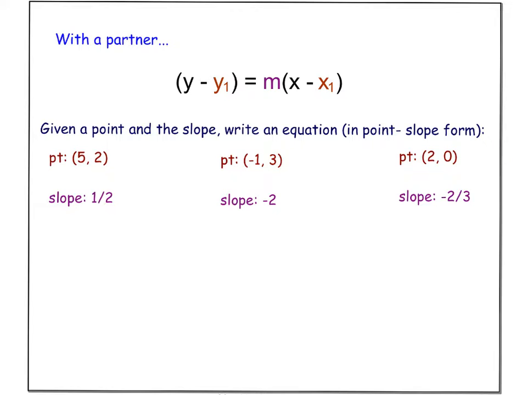Here we're flipping things around a little bit, and we're asking you, given a point and a slope, to write the equation in point-slope form. This could be review, but do it with a partner and make sure you're understanding what's happening to your signs on that coordinate pair. Pause the video and finish this slide.